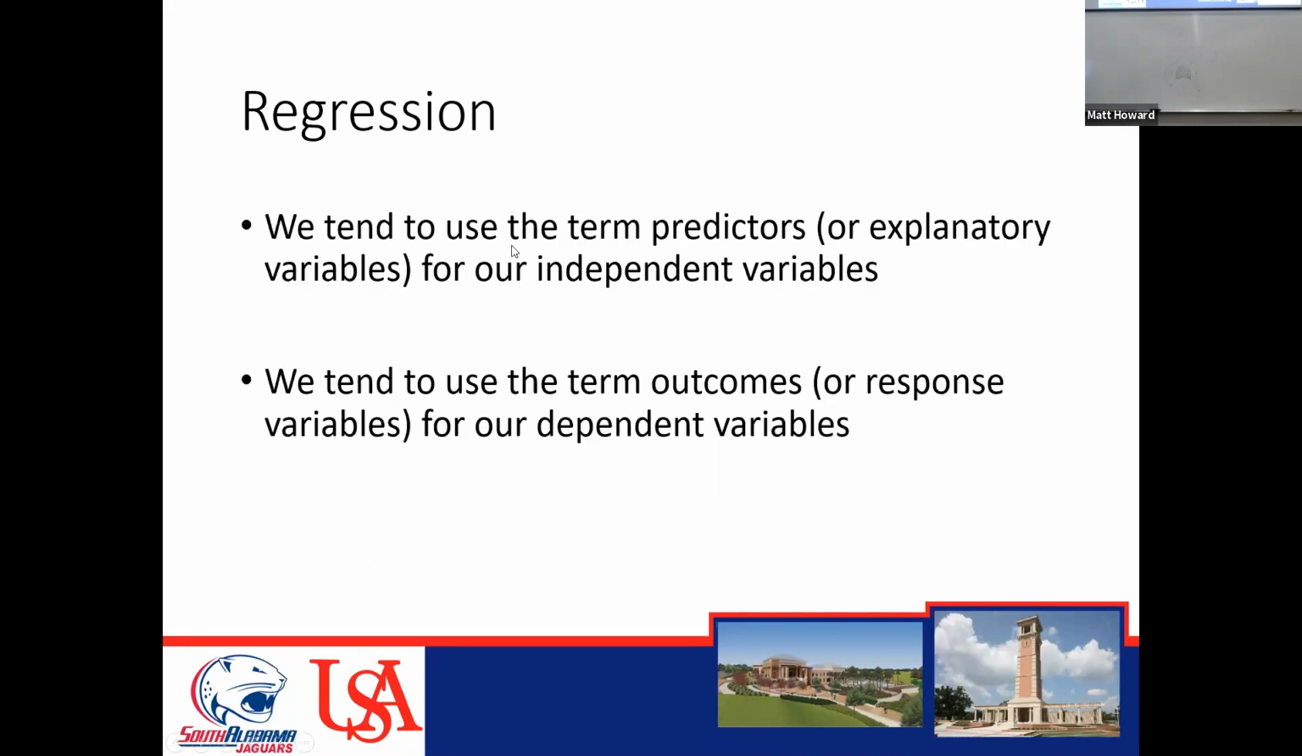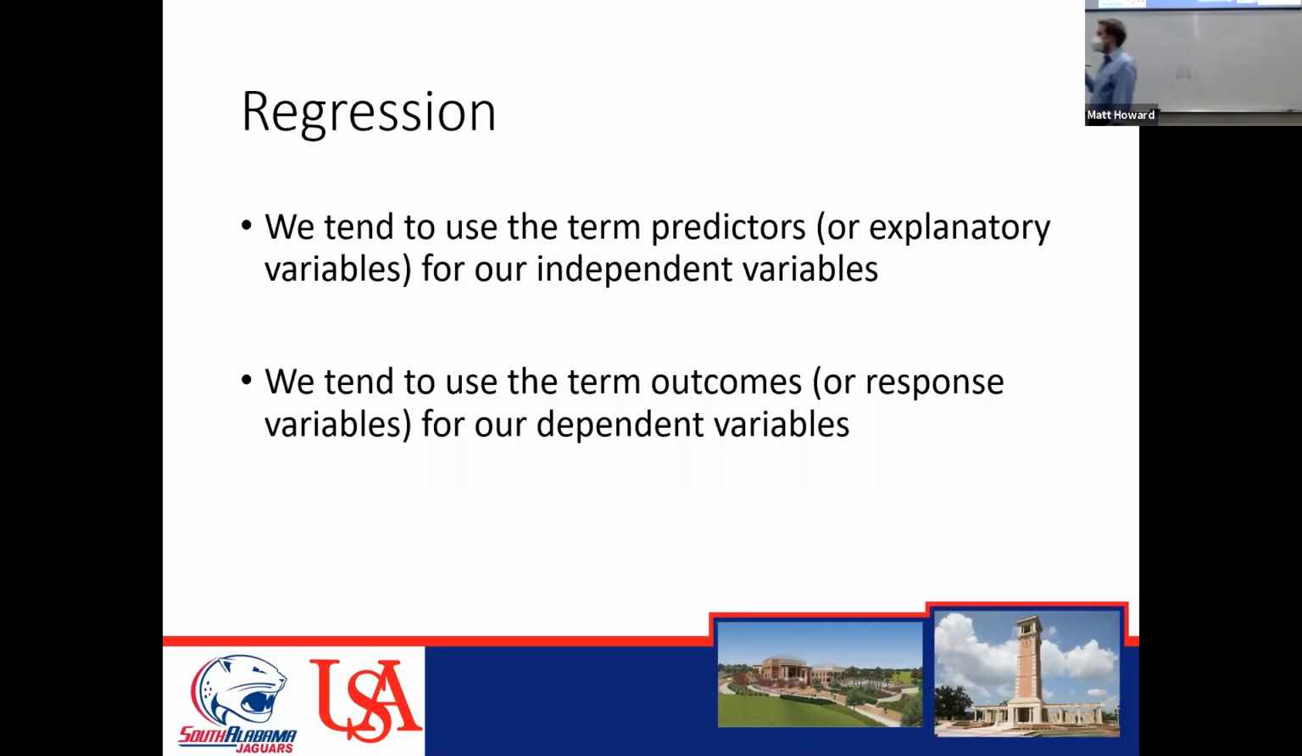Okay. Also, and you probably picked up on this already, we tend to use the term predictors or explanatory variables for our independent variables. So the things on this side are our independent variables. Whereas things on this side of the arrow are our dependent variables, and we tend to call our dependent variables our outcomes or our response variables.